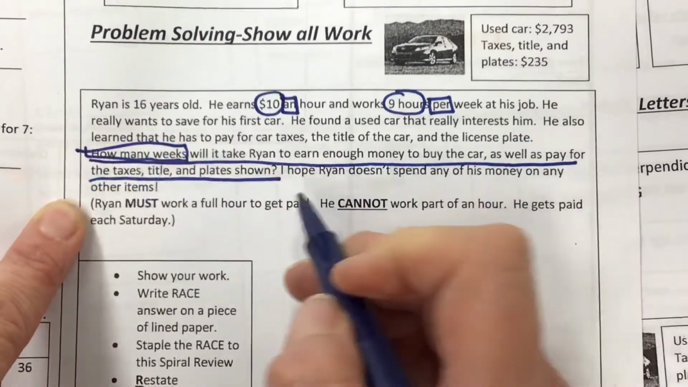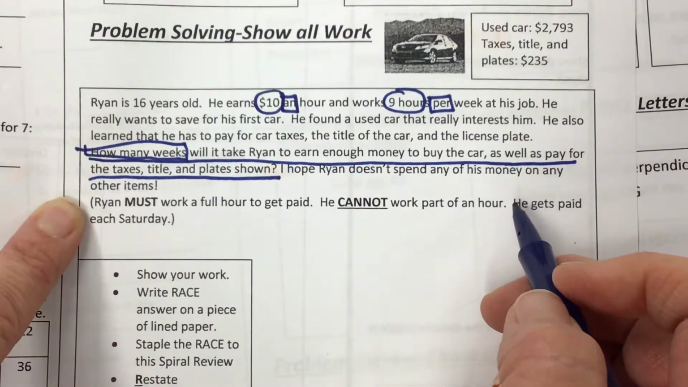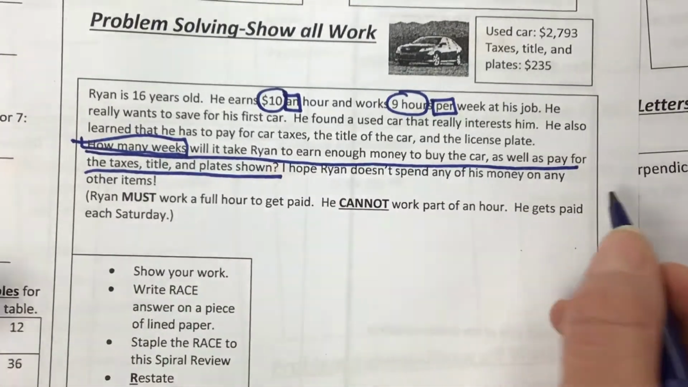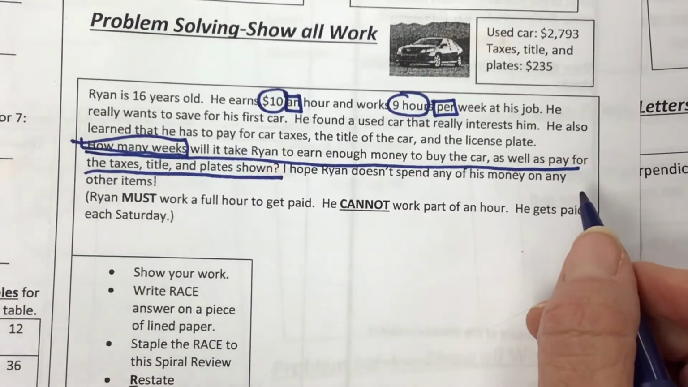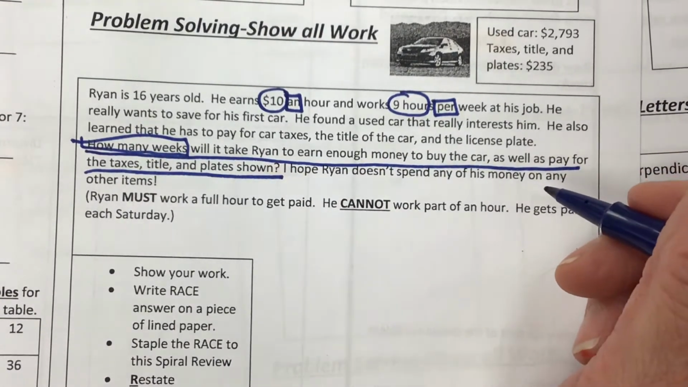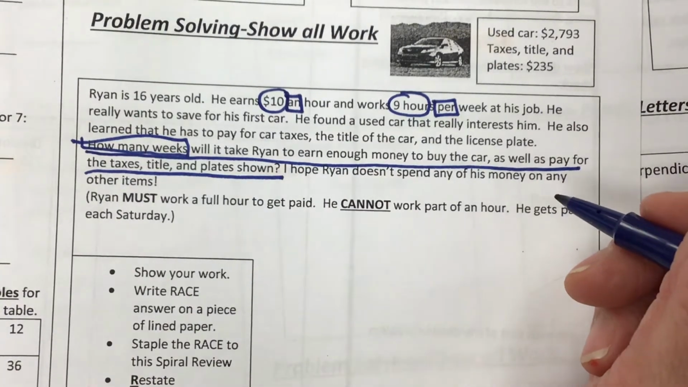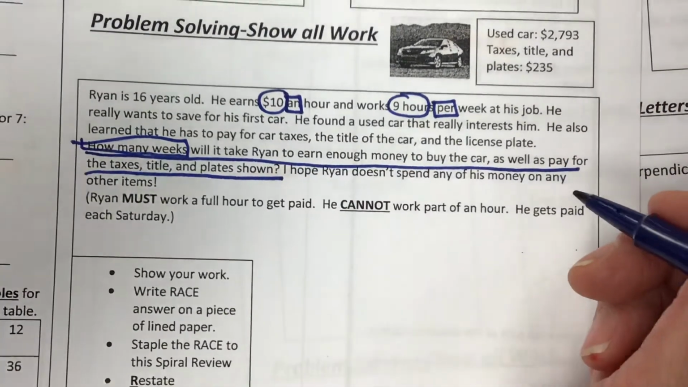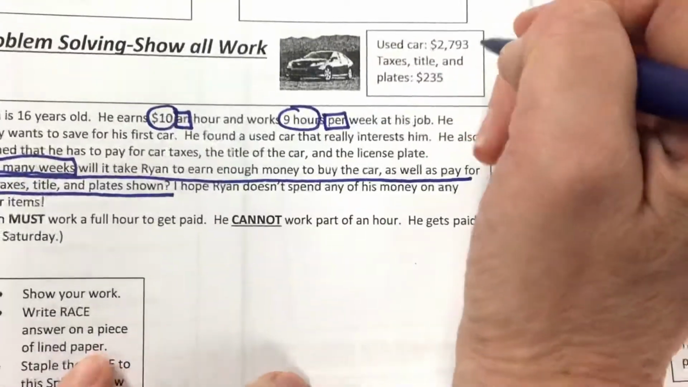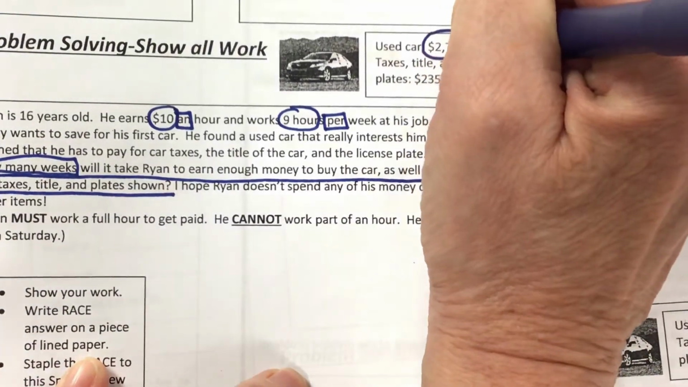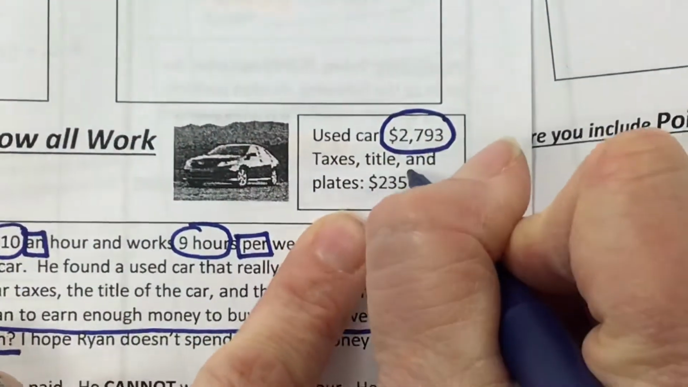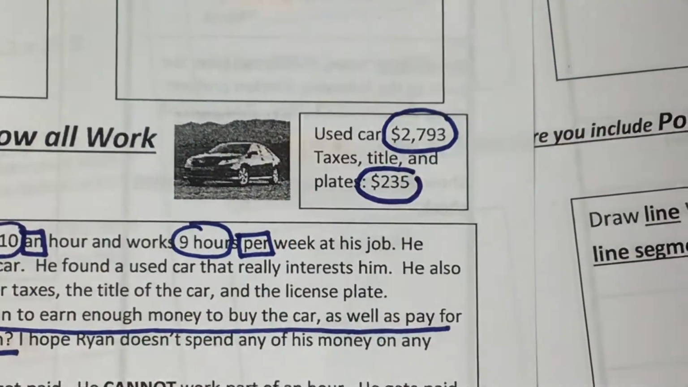How many weeks? I hope Ryan doesn't spend any of his money on any other items. He must work a full hour to get paid. He can't work part of an hour, and he gets paid each Saturday. So if you do the math and you figure that he can work 7.5 hours and have enough money, then he has to work 8 hours. He has to work a whole hour. Up here are our important numbers and units. $2,793. And then the taxes, title, and plates are $235.